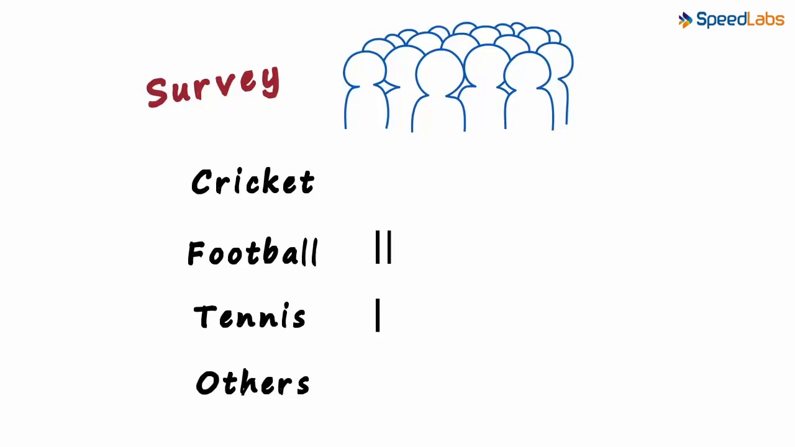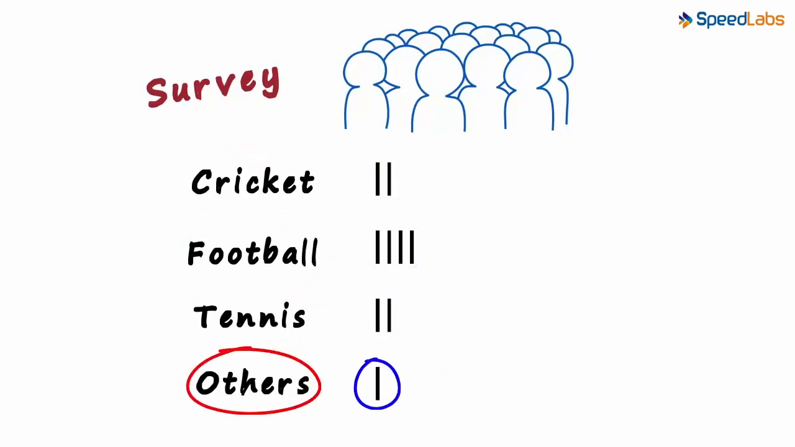The next 2 guys say cricket. So we put 2 vertical lines next to cricket. And the list goes on. So until now, 2 people have said cricket, 4 people have said football, 2 people have said tennis, and 1 person likes some other sport.